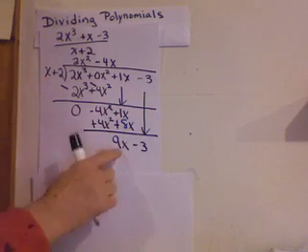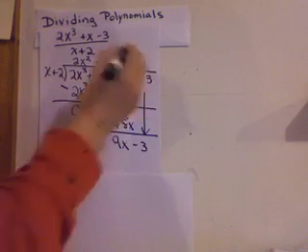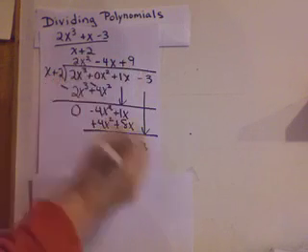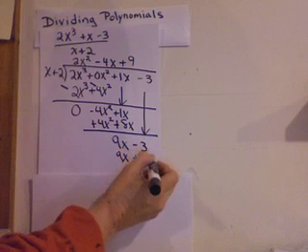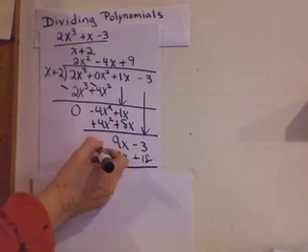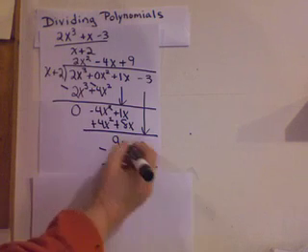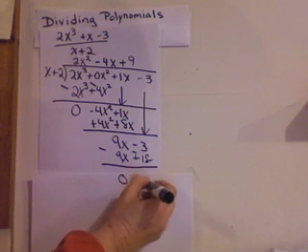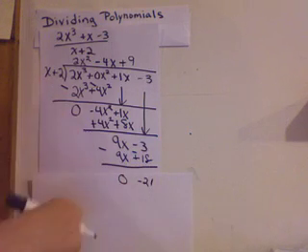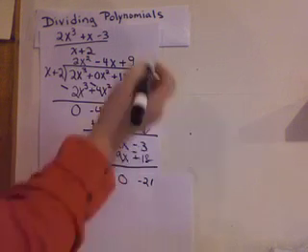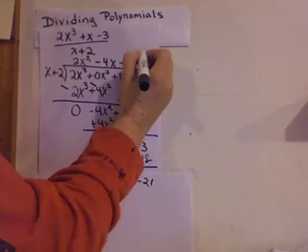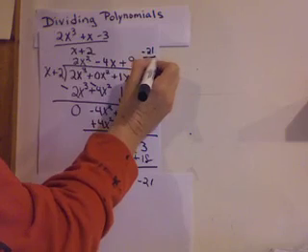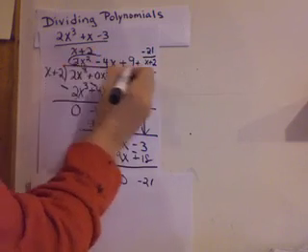What times x is 9x? 9. 9 times x is 9x. 9 times 2 is 18. Draw the line, change the signs. 0, and negative 3 minus 18 is negative 21. What times x is negative 21? Nothing. That means I have a remainder. So plus negative 21 over x plus 2. There you go. Long division.